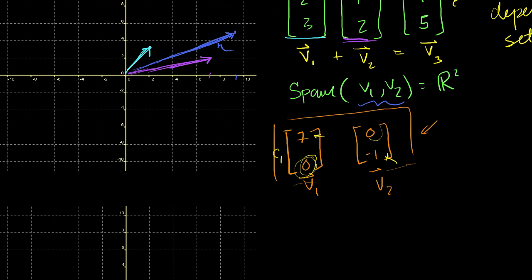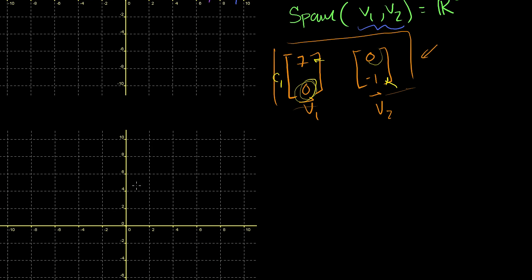And you can even see it if we graph it. One is 7, 0, which is like that. Let me do it in a non-yellow color. 7, 0. And one is 0, minus 1. I think you can clearly see that if you take a linear combination of any of these two, you can represent anything in R2. So the span of these, just to get used to our notion of span, the span of v1 and v2, is equal to R2.